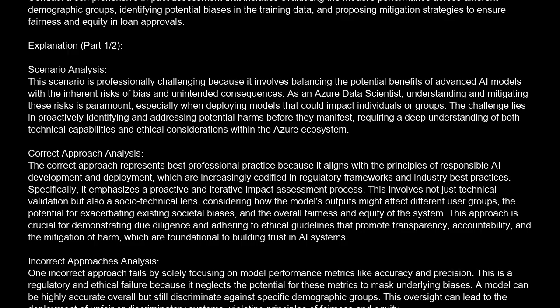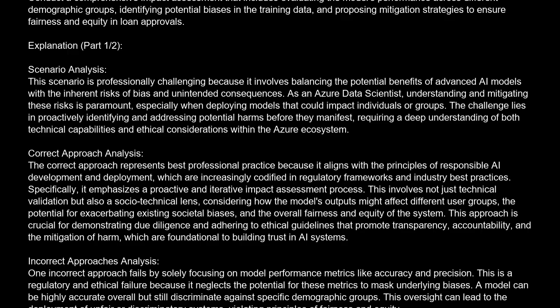Explanation. Scenario analysis. This scenario is professionally challenging because it involves balancing the potential benefits of advanced AI models with the inherent risks of bias and unintended consequences. As an Azure data scientist, understanding and mitigating these risks is paramount, especially when deploying models that could impact individuals or groups. The challenge lies in proactively identifying and addressing potential harms before they manifest, requiring a deep understanding of both technical capabilities and ethical considerations within the Azure ecosystem.